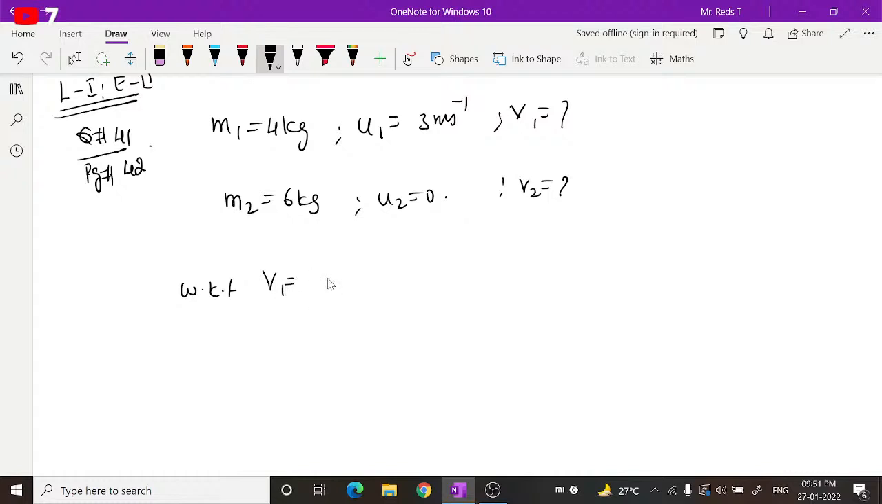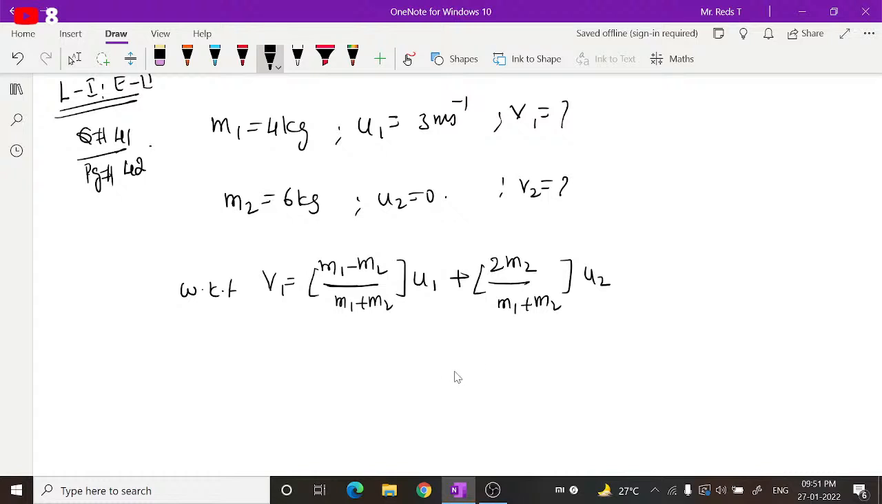We know that v1 is equal to what? M1 minus M2 by M1 plus M2 into U1, plus 2 M2 by M1 plus M2 into U2. Substituting this here, U2 is 0, so this entire term will become 0.